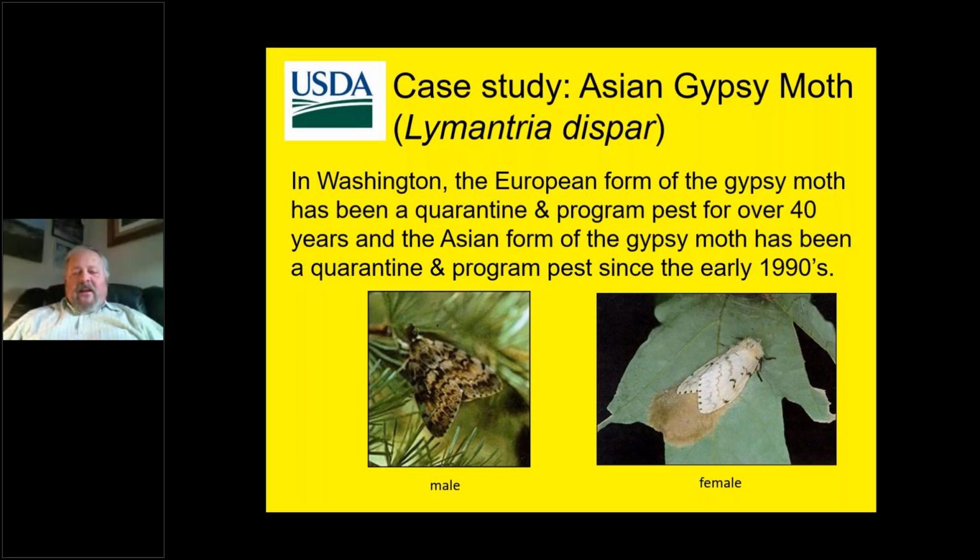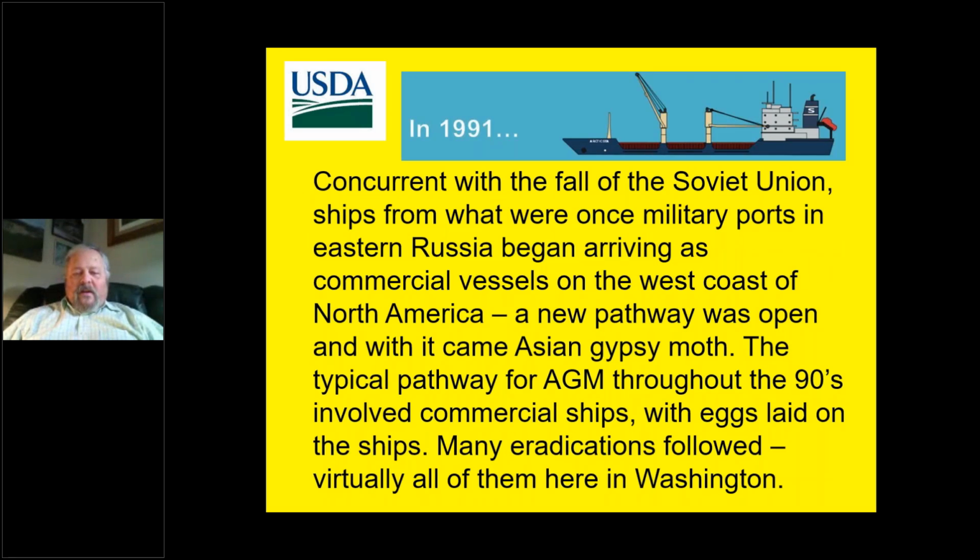In 1991, concurrent with the fall of the Soviet Union, ships from what were once military ports in eastern Russia began arriving as commercial vessels on the west coast of North America. A new pathway was open, and with it came Asian gypsy moth. The typical pathway for Asian gypsy moth throughout the 1990s involved commercial ships with eggs laid on those ships. Many eradications followed, and virtually all of them were here in Washington.